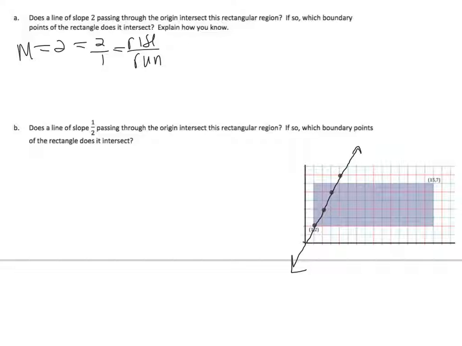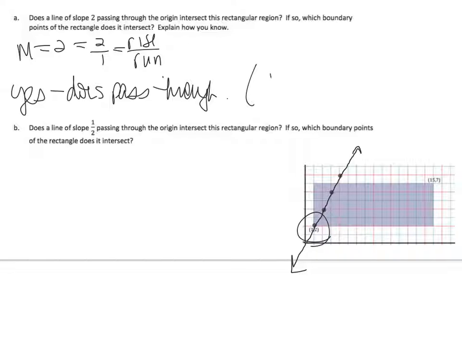I had to reread the question. So yes, it does pass through. If so, which boundary points of the rectangle does it intersect? Right there, 1, 2 is the boundary point that it intersects. And then right up here, it intersects at 3 1/2, 7.